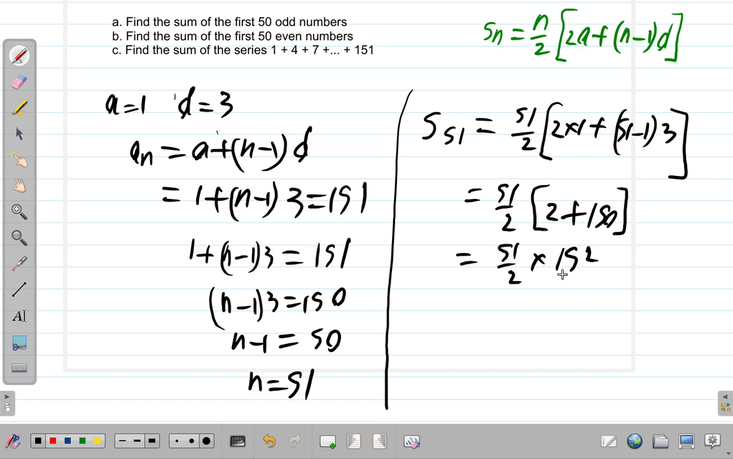So you work that out. What do you get for that when you work it out? It's going to be 51 divided by 2, which is 25.5, times 152, which will give you the sum of the first 51 terms of that series, 3876.